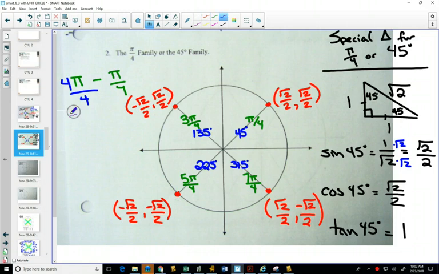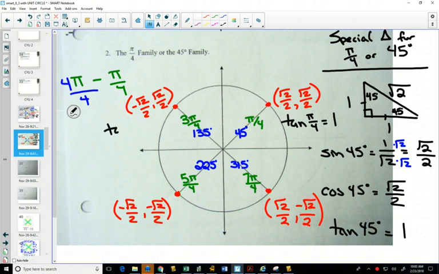And finally, when figuring out tan of pi over 4 or tan of 45 degrees, it is 1. You can see that from your triangle. You can also see it by taking sine divided by cos. If you take root 2 over 2 and divide it by root 2 over 2, you're going to get 1.